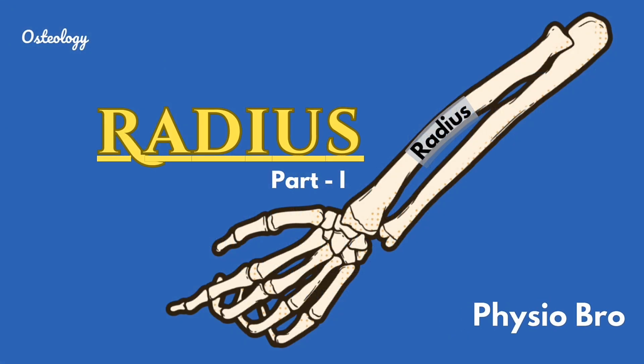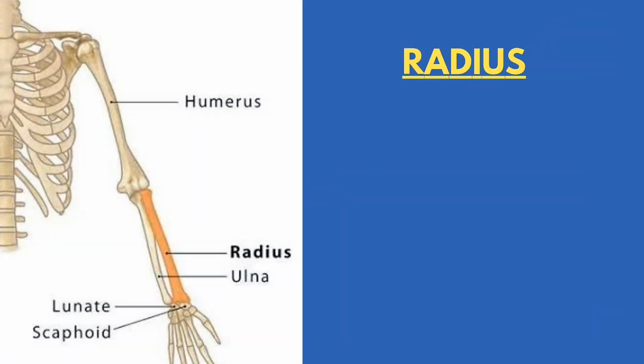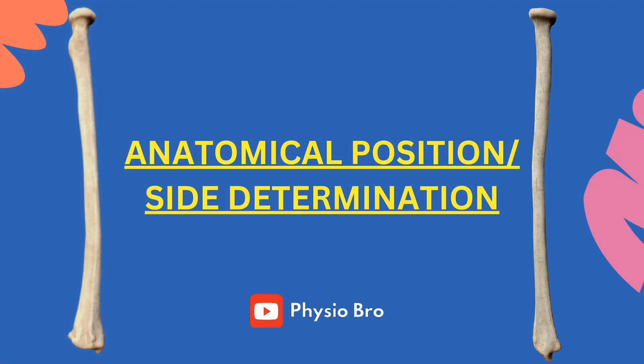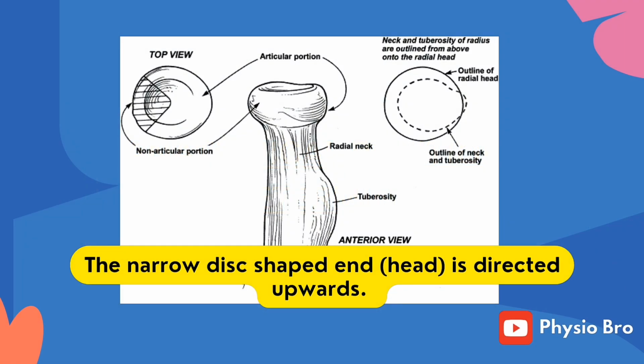Hello everyone, in this video we are going to see about the radius. The radius is the lateral bone of the forearm. Anatomical position and side determination of the radius. To determine the side of the radius, the following points should be noted.